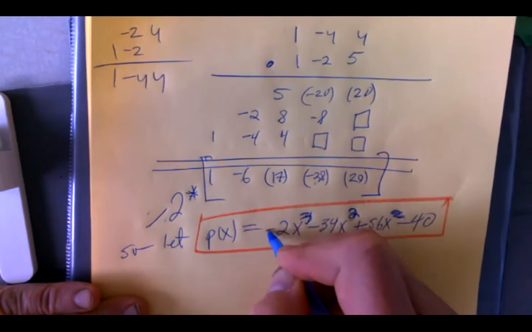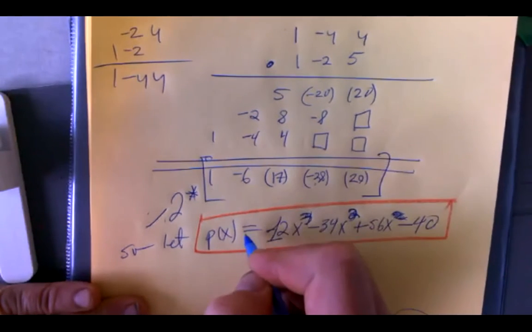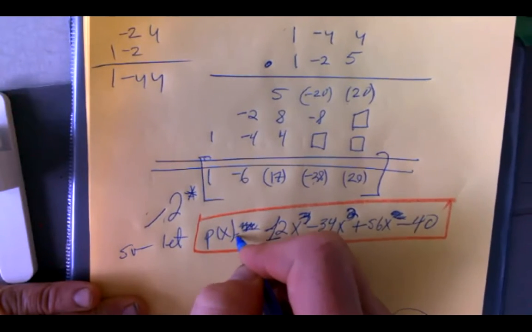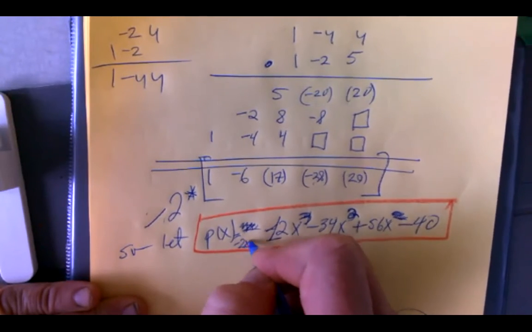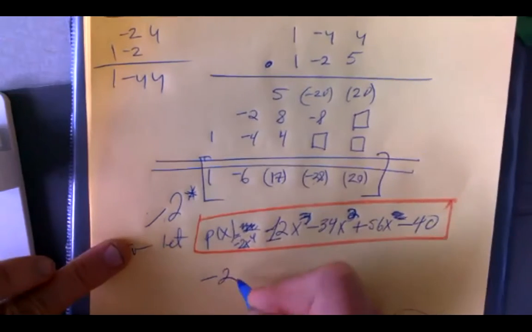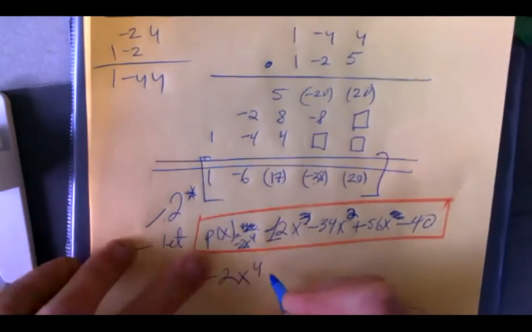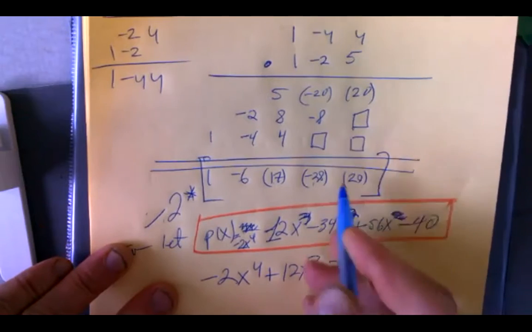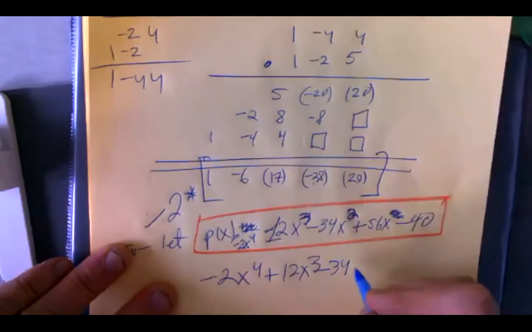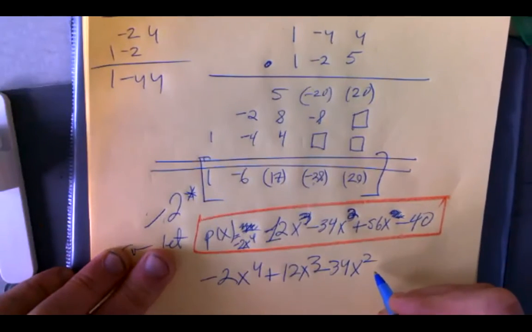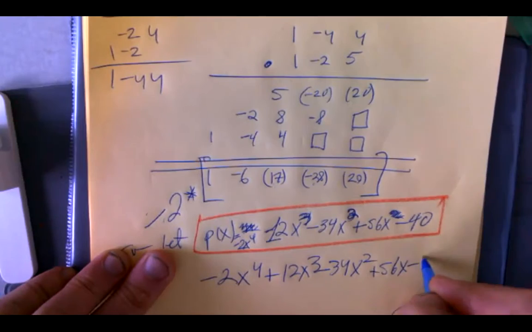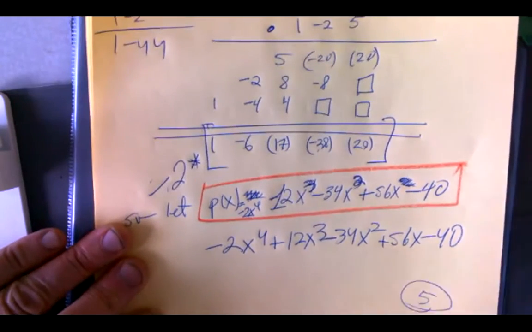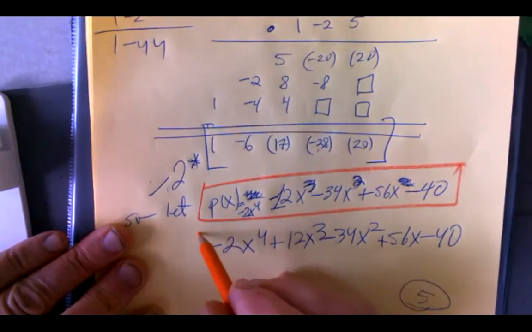Okay. Okay, this is equals, okay, I'll rewrite it. So I'm getting negative 2 x to the 4th plus 12 x cubed minus 34 x squared, okay, plus 56x. Okay, is it correct now? Yes. Yes, Professor. Okay.